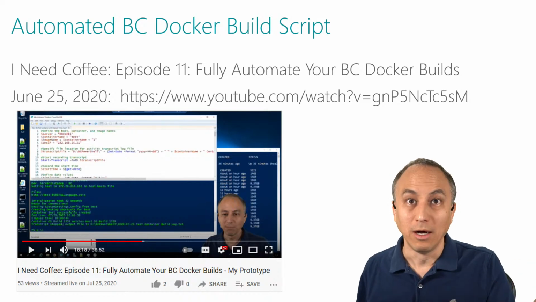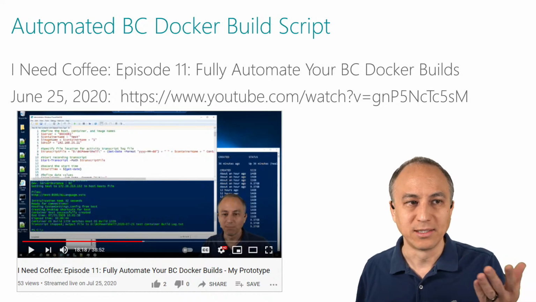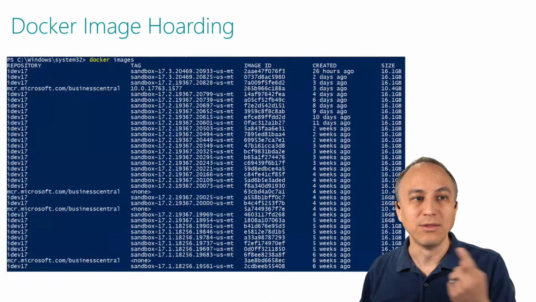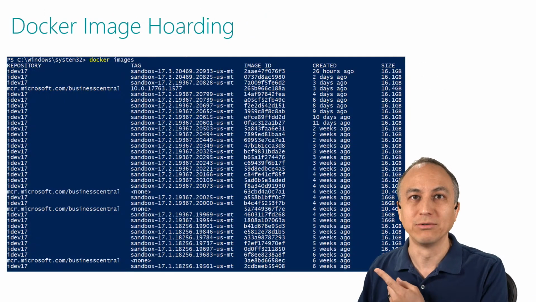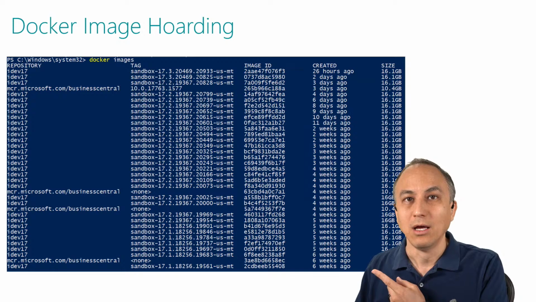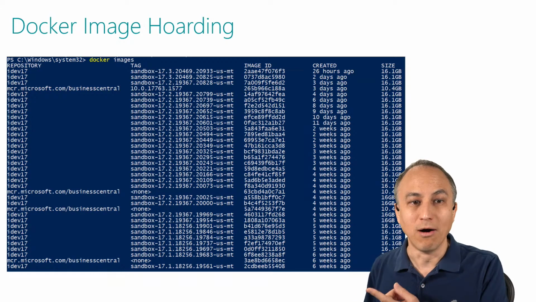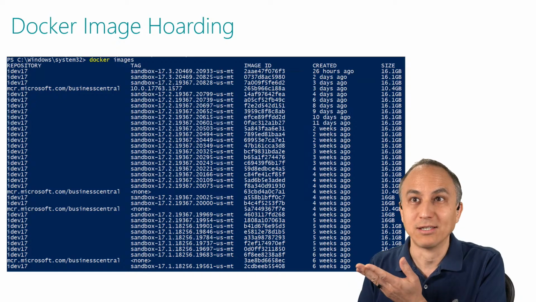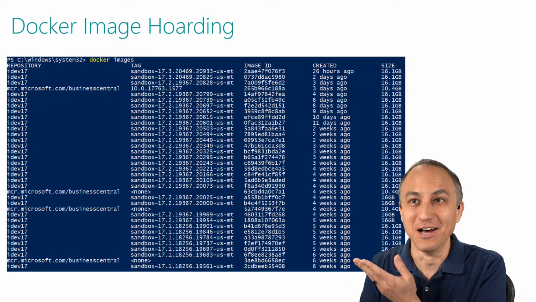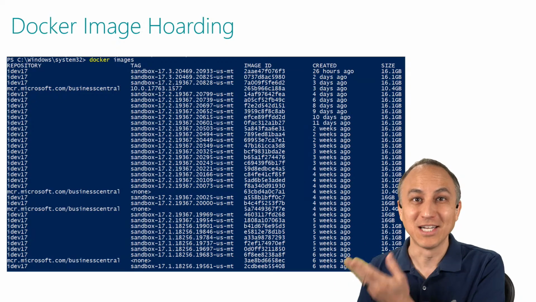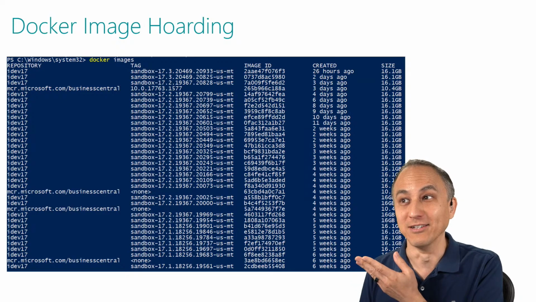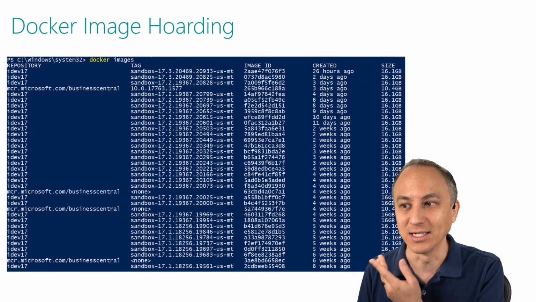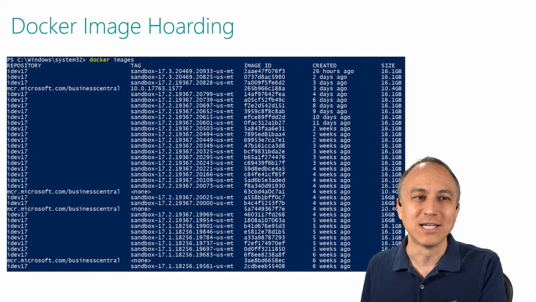Well, of course, Freddy is 5 steps ahead of me on this, and so the problem is, this is what my Docker image list would look like. And this is what I saw this morning. It went on and on and on. And I have months of Docker images, as you can see, and they're like 16 gigs each. And that's a lot of space when you have 50, 100 of these things. So how do you clean this up?